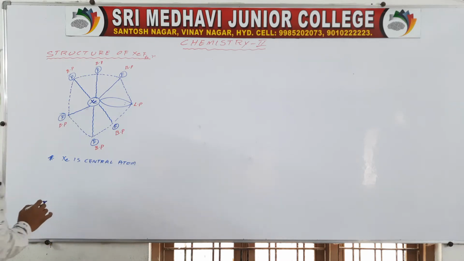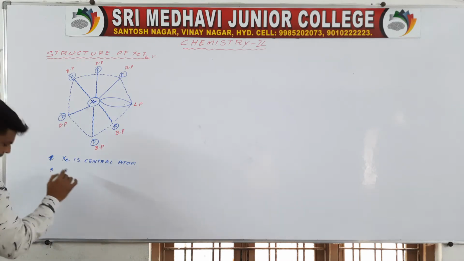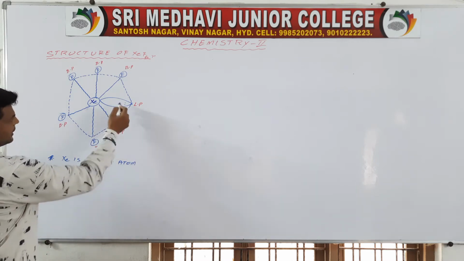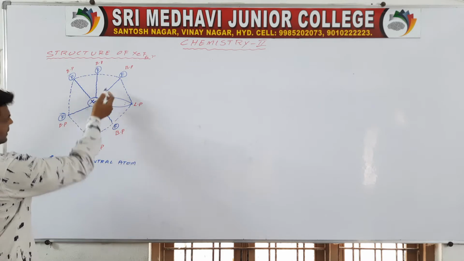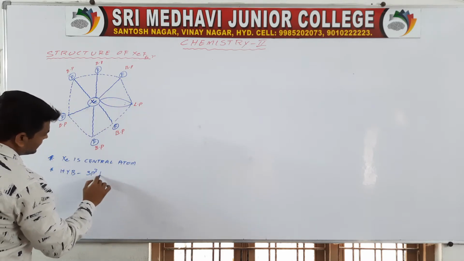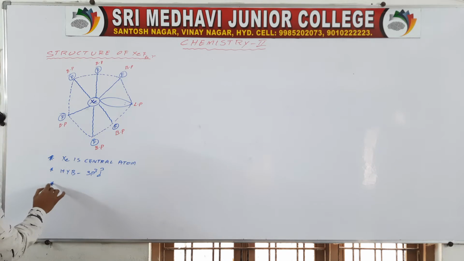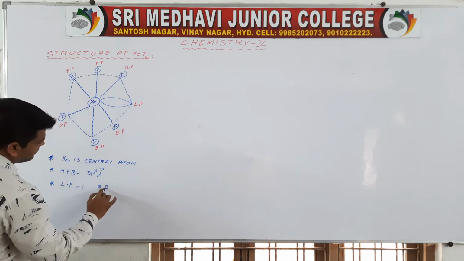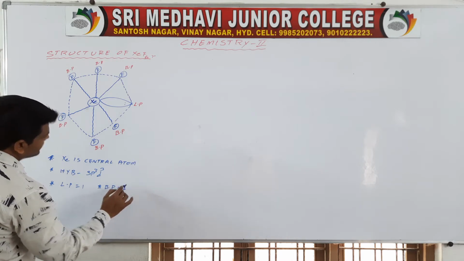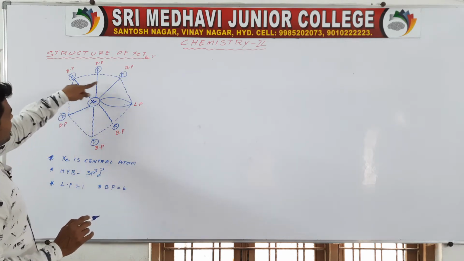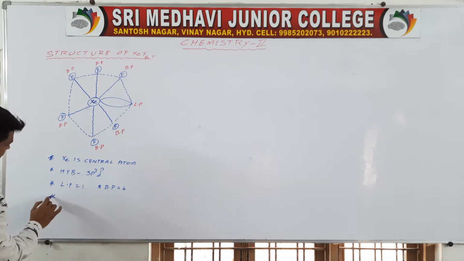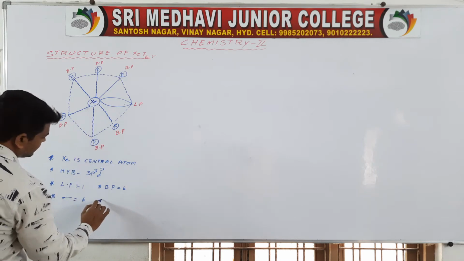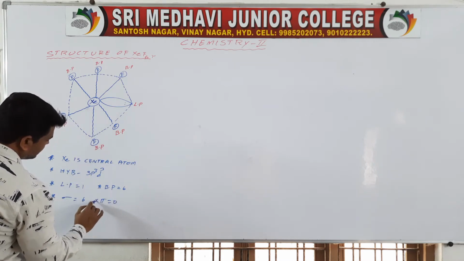Xenon is a central atom which undergoes sp3d3 hybridization. Lone pairs equal to 1, bond pairs equal to 6, 1 2 3 4 5 6 bond pairs. Next, sigma bonds equal to 6, pi bonds equal to 0.